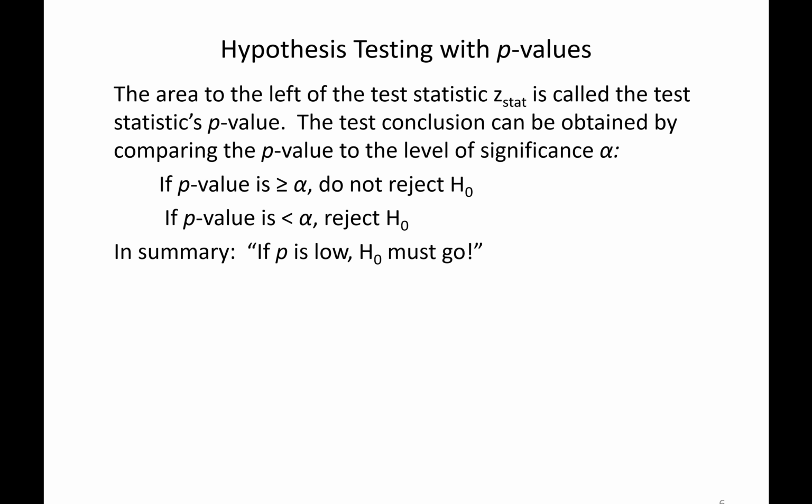So in summary, if p is low, H0 must go, and that's kind of a catchy little phrase you should memorize, because it's always going to be true when we're dealing with hypothesis testing. If p is low, H0 must go.